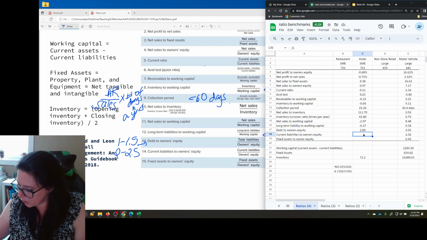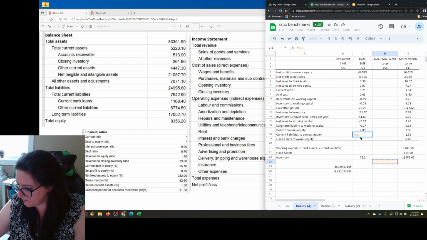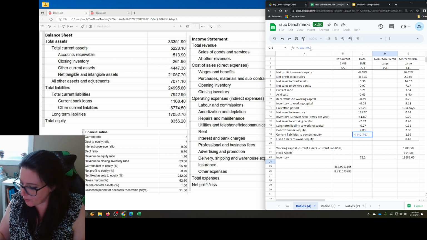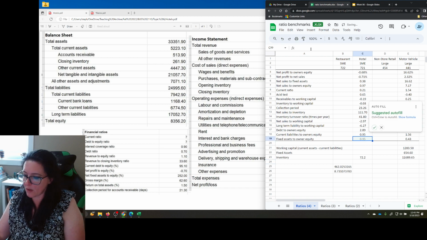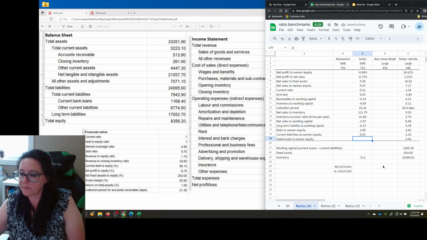All right, let's take a look here at the hotel industry. So we need current liabilities. We have our current 79,4290, and we're dividing by our owner's equity, 83,5620. And you notice this number here is less than 1.